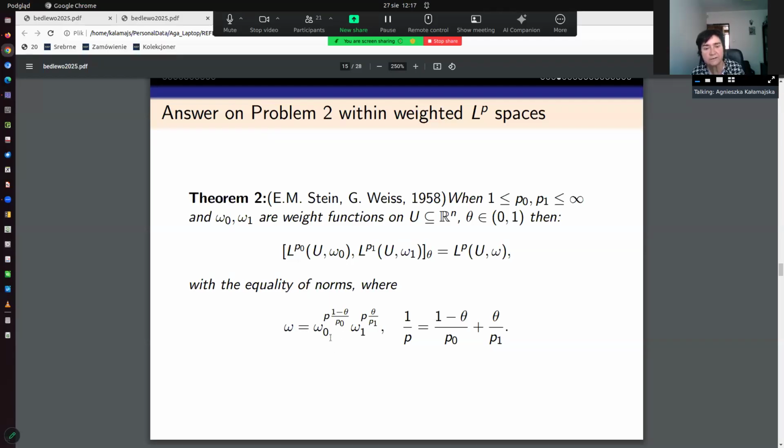And omega is omega 0 raised to the power P times (1 minus theta) over P0. We have this number here. And P times theta over P1, this is this number here. If I see that those two numbers sum up to 1, so this is precisely this omega, with the equality of norms, so that is an isometry. This is a very precise statement from 1958. So in the LP setting, there is nothing new we can ask about.